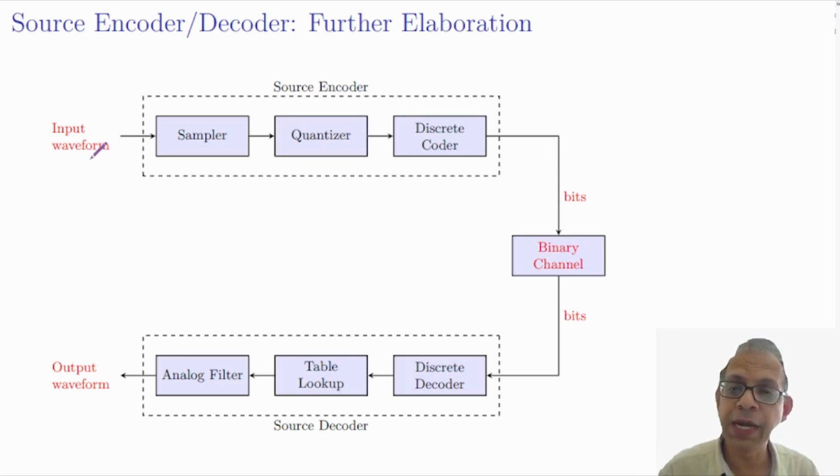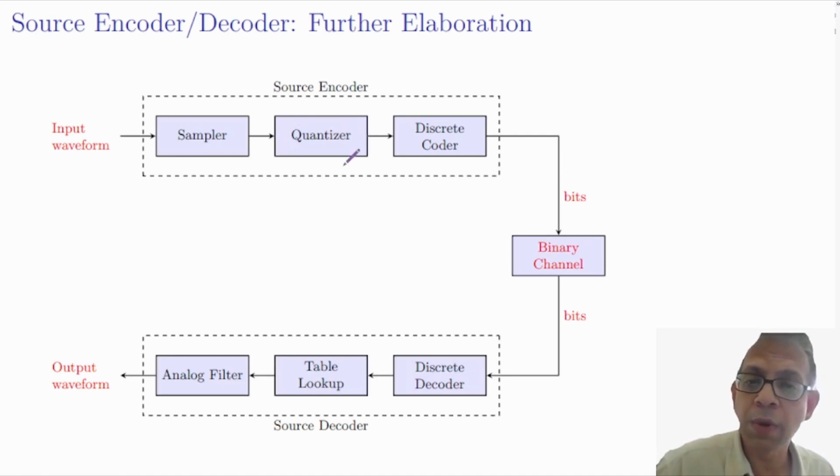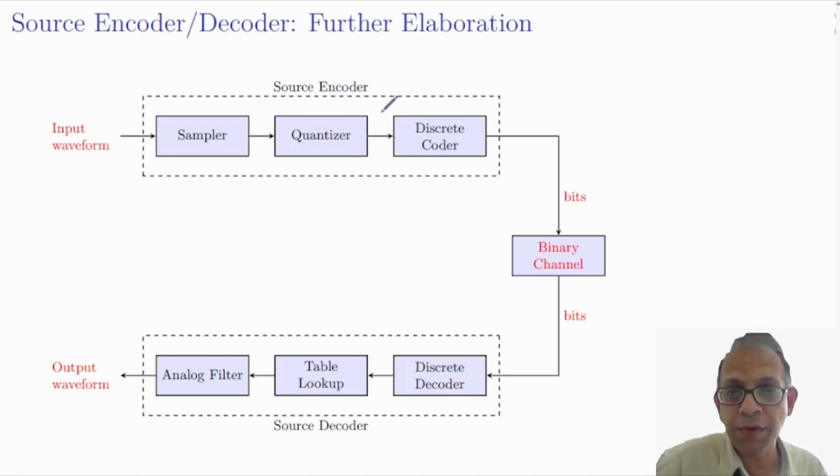And therefore, we need to discretize the signal in time as well as in amplitude. So discretization in time is achieved by means of the sampling operation, and discretization in amplitude is achieved by means of a quantizer. So what we receive here is a digital signal.